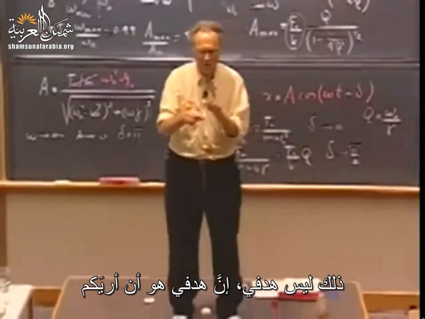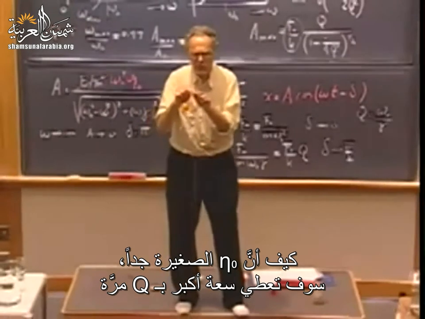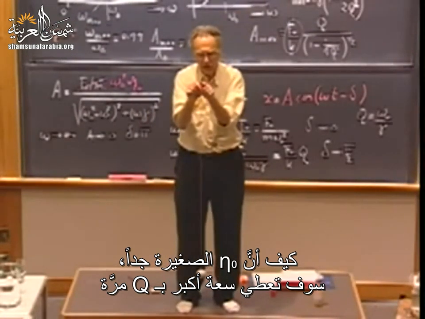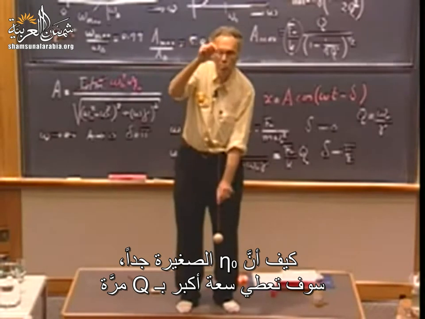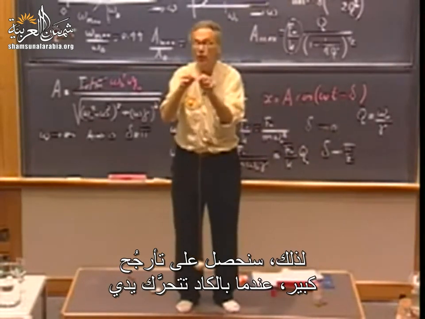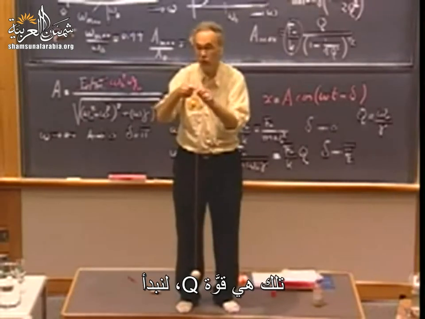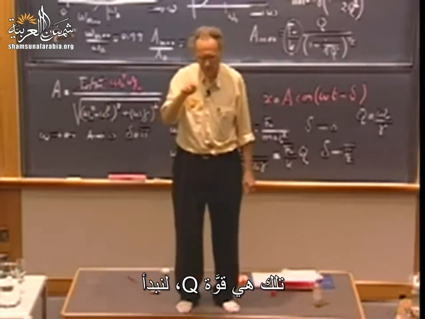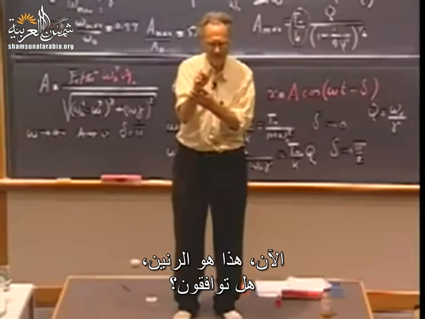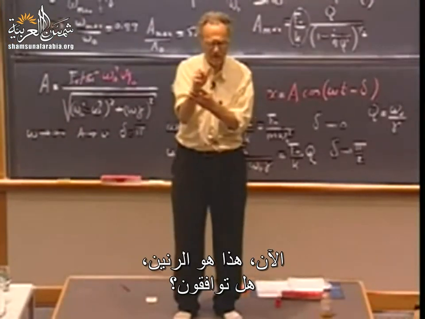But my objective is to show you that an enormously small, very small eta 0 here will give an amplitude there which is Q times higher, so you get a huge swing when my hand is hardly moving at all. That's the power of Q. So there we go. I'll first get it into it. There it is. Now, this is resonance. Would you agree? This is resonance.